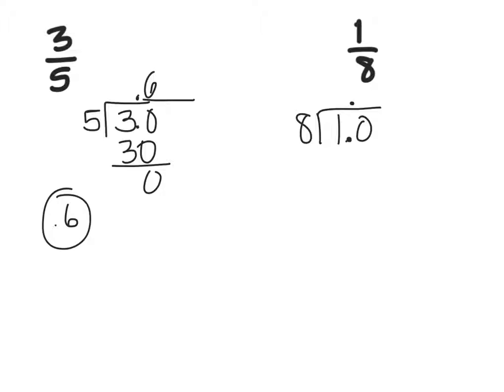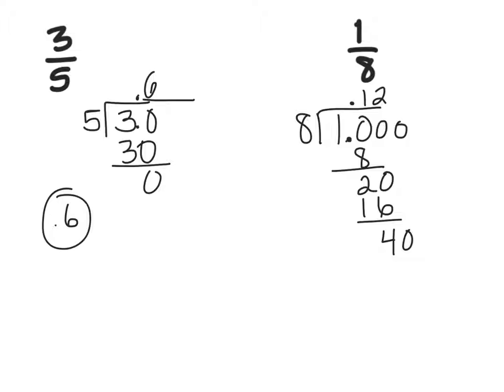So how many times does 8 go into 10? Well, it goes in 1 time. 1 times 8 is 8. 10 minus 8 is 2. So I add that other 0 and bring it down. And say, how many times does 8 go into 20? What's the closest I can get? Well, 8 times 2 is 16. So the closest that I can get is 16. So 20 minus 16 is 4.